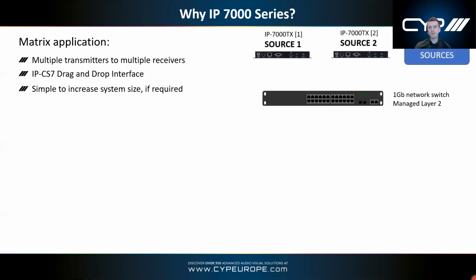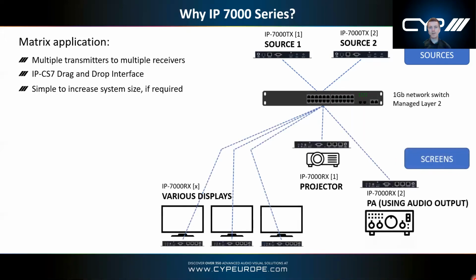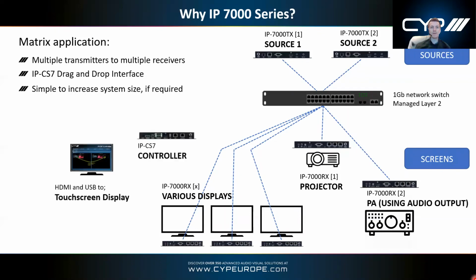Your transmitters would obviously then fit into the system, as you see here on screen. That would be your sources, connected into the network switch. Then set up your IP7000 receivers, the RX receivers, with your various screens, projectors. You can even use that for just audio if you want as well. And then you'd have the IPCS7 controller, again connected into your network switch. In this scenario, we're showing that with a touchscreen display. Thanks to the USB capabilities of the IP system, you can use it in conjunction with a touchscreen device.